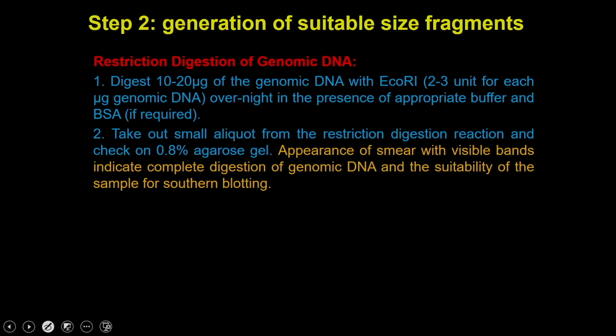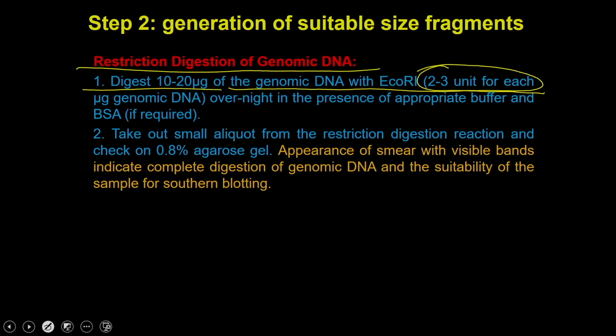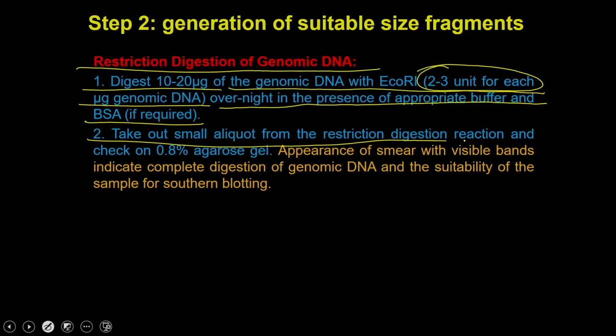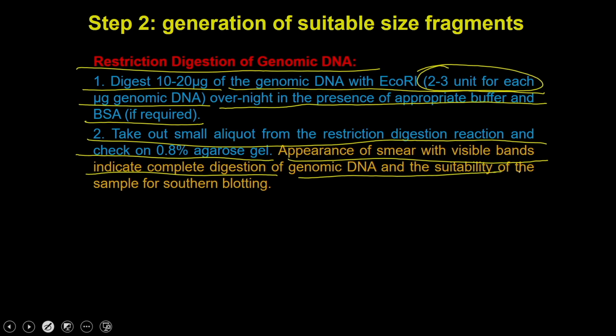How to do that? You can do the restriction digestion of the genomic DNA. So what is the recipe? You can digest 10 to 20 microgram of the genomic DNA with EcoRI, and you can take 2 to 3 units for each microgram of genomic DNA, and you can do an overnight digestion with the appropriate buffer and BSA if required. You can take out a small aliquot from the restriction digestion reaction and check it on a 0.8% agarose gel. Appearance of a smear with visible bands indicates the complete digestion of the genomic DNA and the suitability of the sample for the Southern blotting.